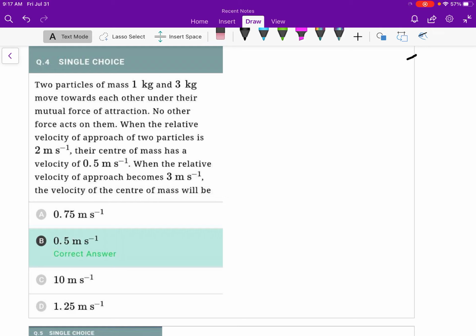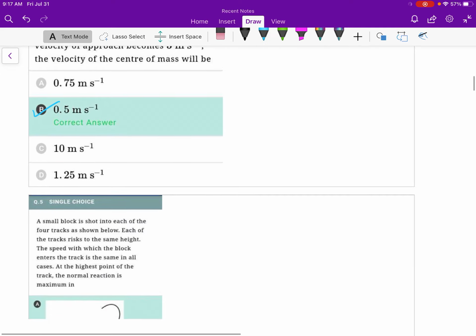Two particles 1 and 3, when the relative velocity of approach is this, their cm is this. When the relative velocity of approach is this, then the velocity of cm? Since both the particles are moving under the influence of their mutual force of attraction, the velocity of center of mass will not change, so it will remain the same. So 0.5 is the correct answer.